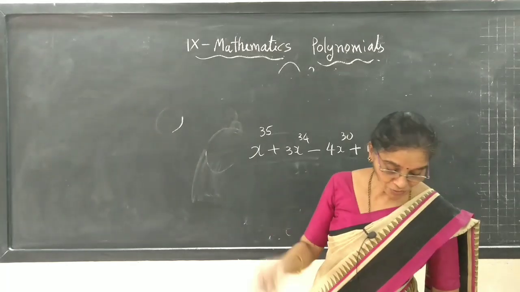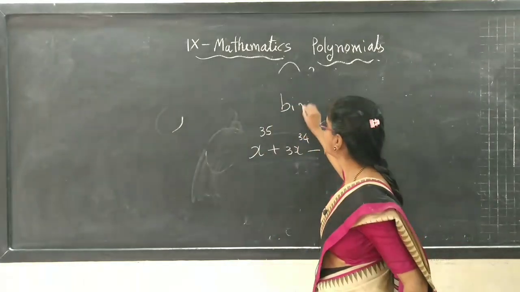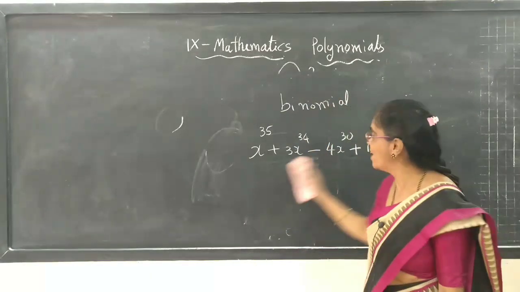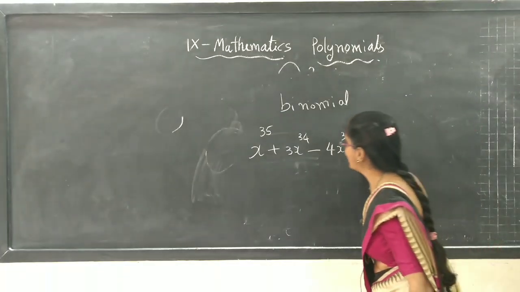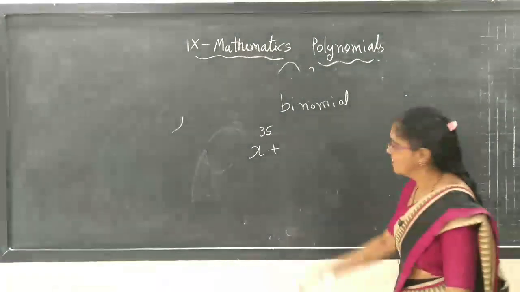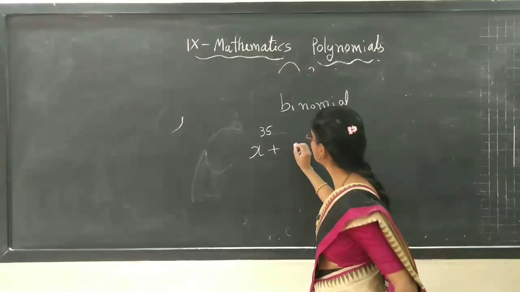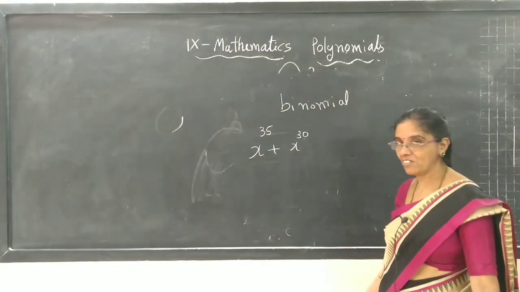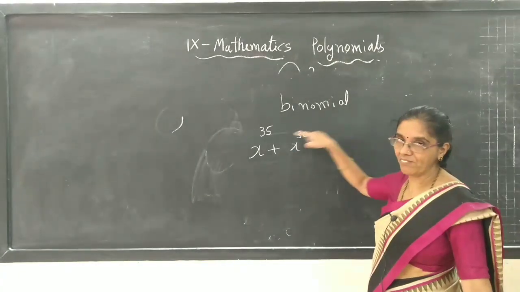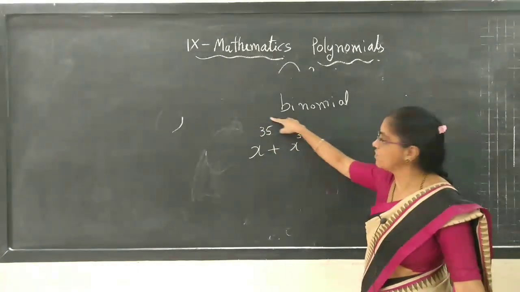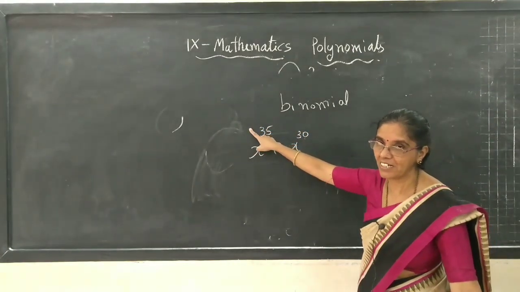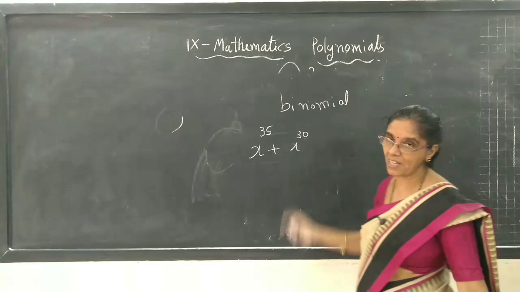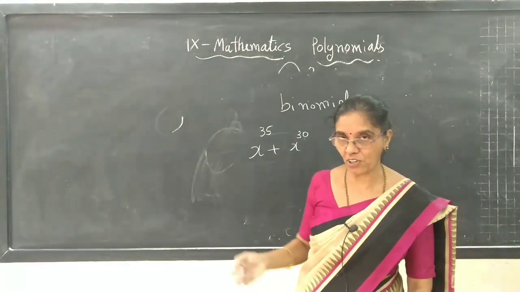Here they have given one condition, children, it should be a binomial. For a binomial, how many terms should be there? This is not a binomial, so I cannot take this example. This I will take. Now this is the polynomial with the x variable and the highest power is 35, so the degree is 35. Correct. First condition. Second condition, it should be a binomial. So how many terms are there? 2 terms. Now it is a binomial. So this is the example you can give, not the first one.